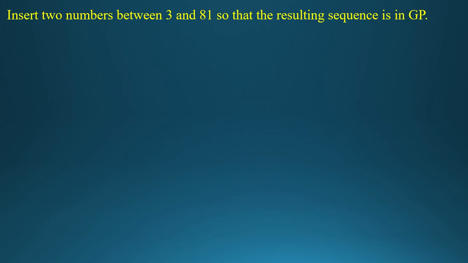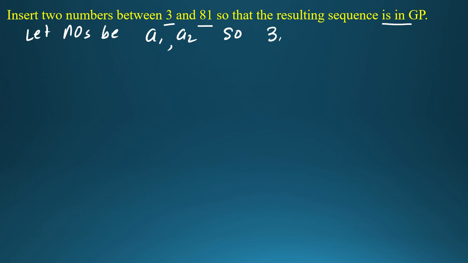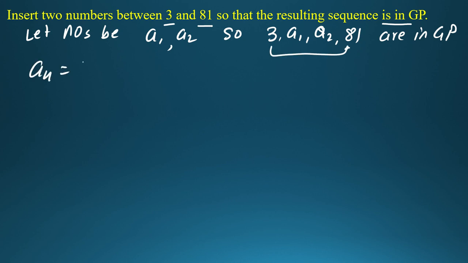Now next is, insert two numbers between 3 and 81 so that the resulting sequence is in GP. Now you see there is a complete process for such questions. So let the numbers be A1 and A2. So 3, A1, A2 and 81 will be in GP according to the given question, because two numbers we have to insert in between and the resulting sequence should be a GP. Now how many terms are there? You can see 4 terms, and the fourth term is 81.